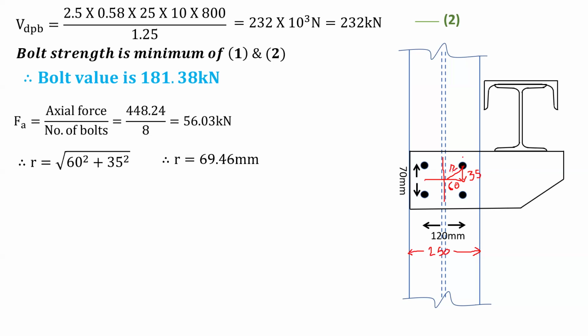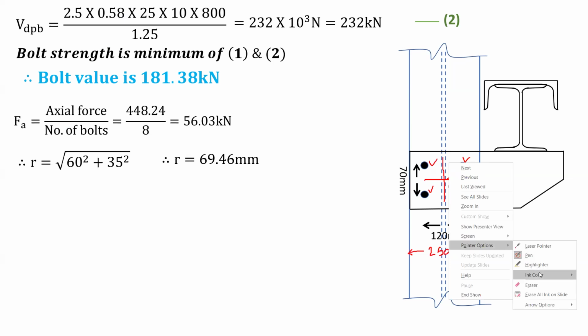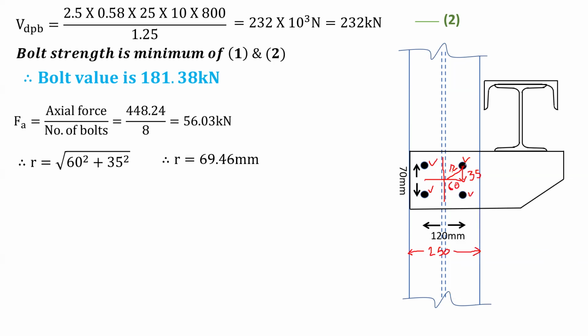69.46. Now, all these four bolts are at equal distance from the CG of the bolt group, and therefore R is the same for all. So my force is perpendicular to this. Now I will just show it. So we are going to get this force perpendicular to this. How the formula is developed, I will send you one video again. So this is my value, that is Fm.